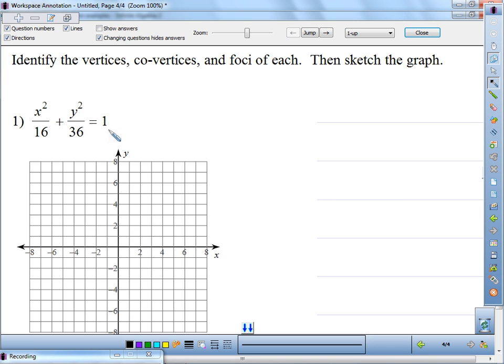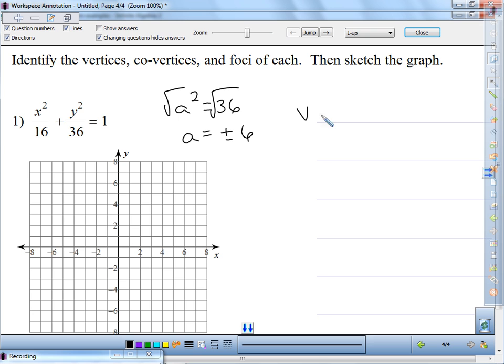The first thing you need to know is a squared is always the bigger of the two. It doesn't matter where it's at. You look underneath your x squared and your y squared. So in this case, a squared is equal to 36. It doesn't matter that it's underneath y. It's a squared because it's bigger than 16. So now we're going to find a. We take the square root of both sides. So a is equal to plus or minus 6.